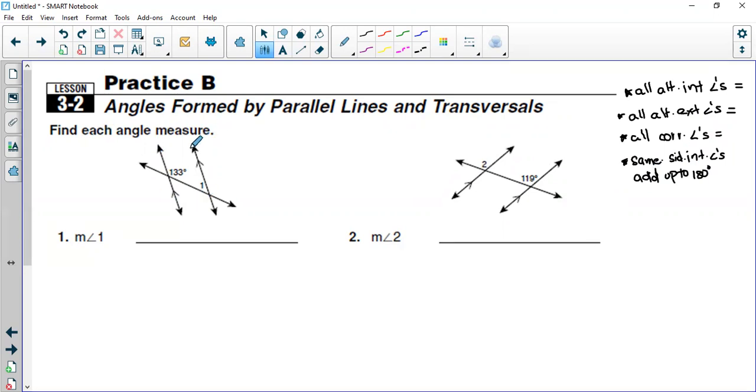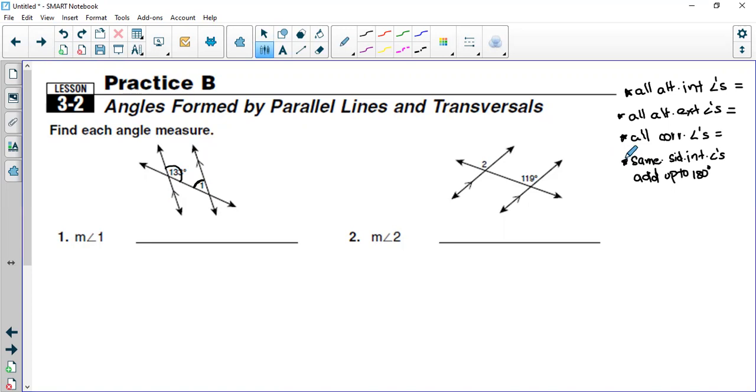So find each angle measure. They want you to find the angle measure. That's angle 1. So first, identify the two angles given to you. They have given this angle and this one. So what kind of angles are they? Are they alternate interior angles or are they alternate exterior angles? What kind of angles are they? They are corresponding angles. Sorry, they are same-sided interior angles, right? Because they're talking about the angles inside a U, or angles inside a bucket, like I explained previously. So they are same-sided interior angles.